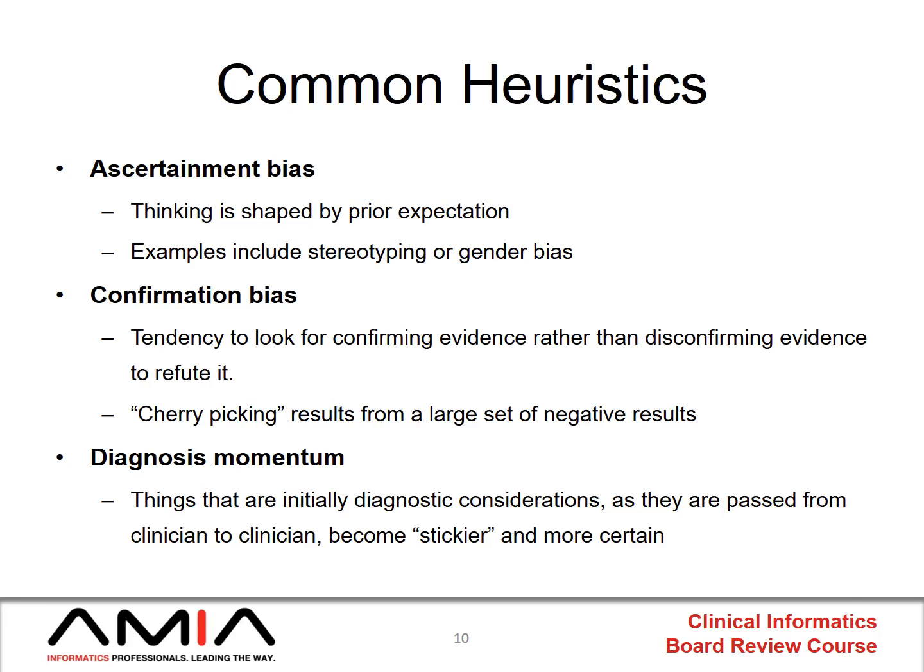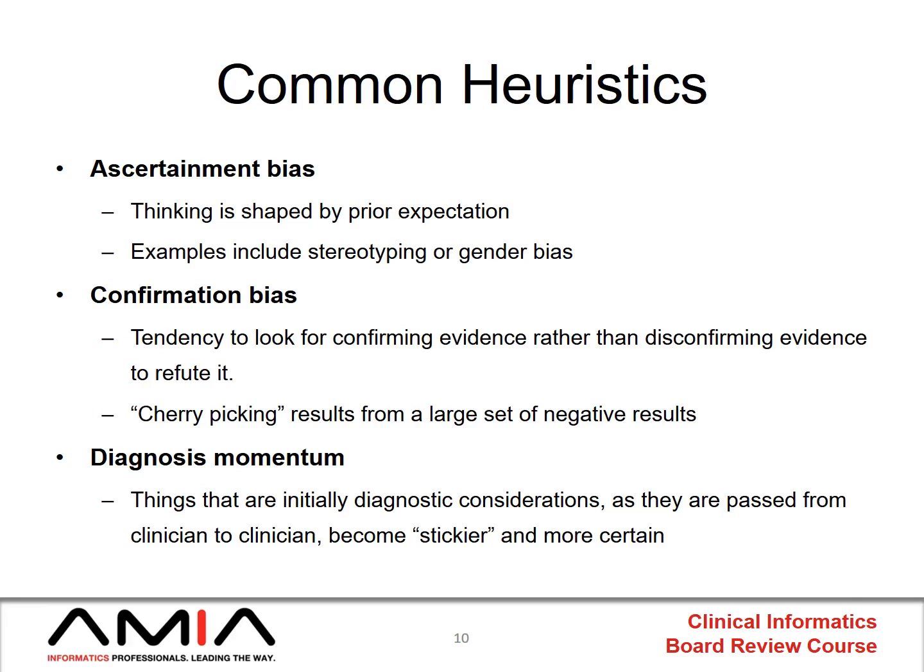Another one is something called the confirmation bias. This is your tendency to look for confirming evidence but discount evidence that refutes it. Another way to phrase this is that you're basically cherry picking. You've concluded in your mind that the patient has a specific disorder, and therefore when you're looking through the medical record for the history, the physical, the lab tests, you're only considering the information that supports your preconceived conclusion and not the alternate diagnoses.